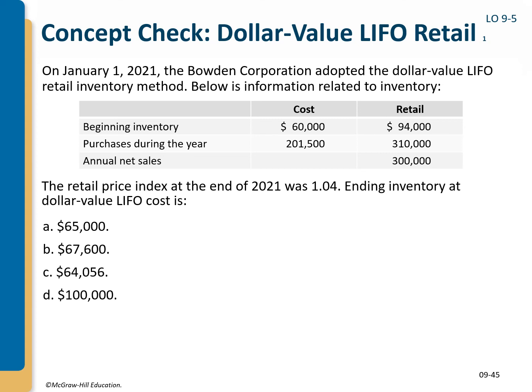And then our concept check. So on January 1, 2021, they adopted dollar value LIFO. Beginning inventory is at 60, retail's at 94. So we have a cost to retail percentage for beginning inventory. Remember, we're going to take the 60 divided by the 94, 63.8%.